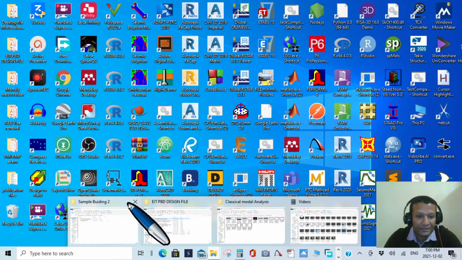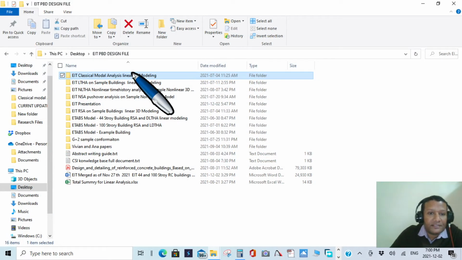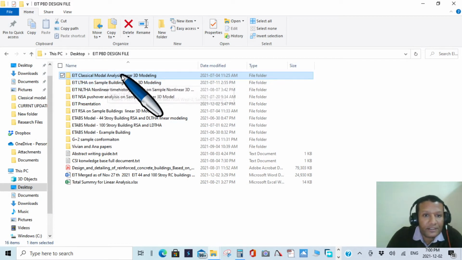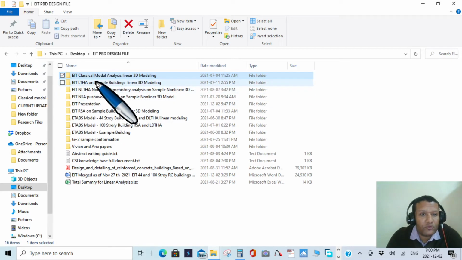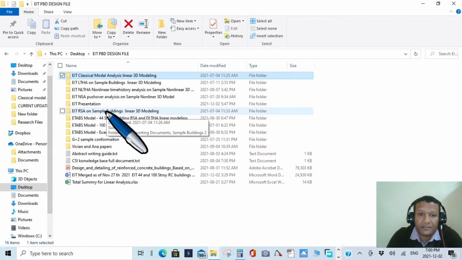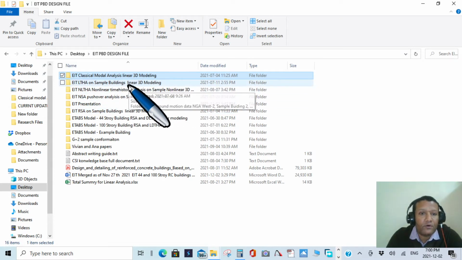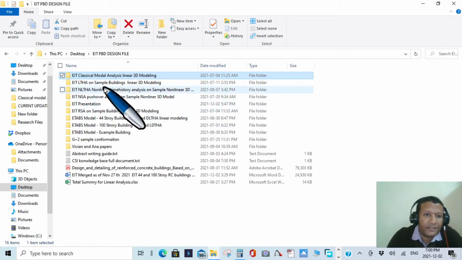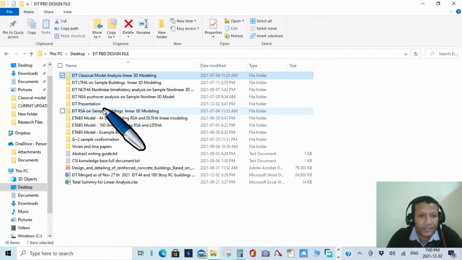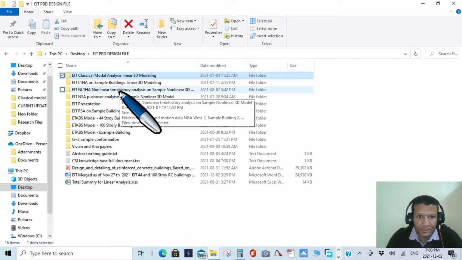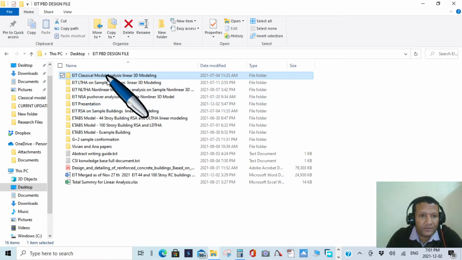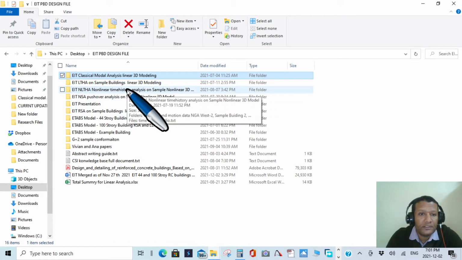If I open, as I told you, we have classical modal analysis. Again, I perform time history analysis and response spectrum analysis. These three analyses are done on the linear model, and on the non-linear model I will do non-linear time history analysis and pushover analysis as well. So a total of 5 analyses will be performed on our sample models.